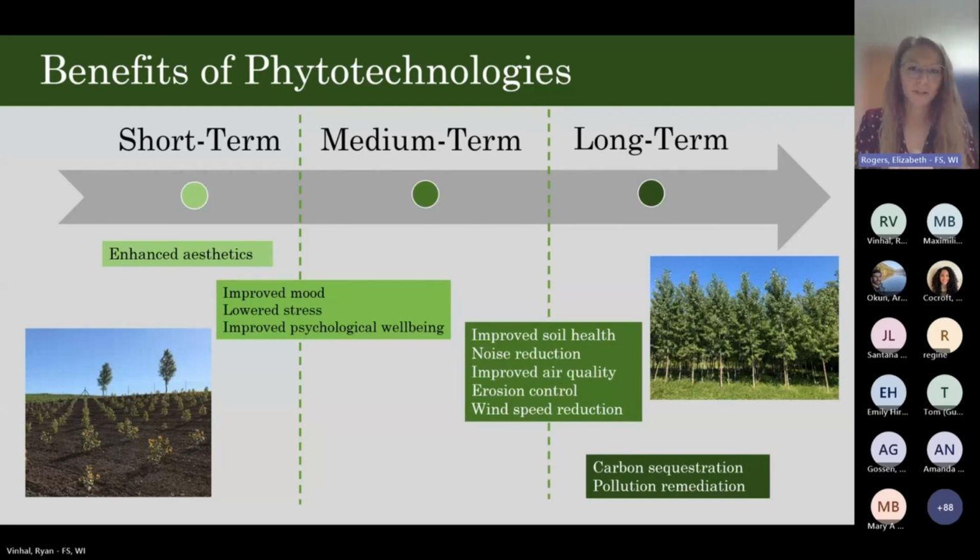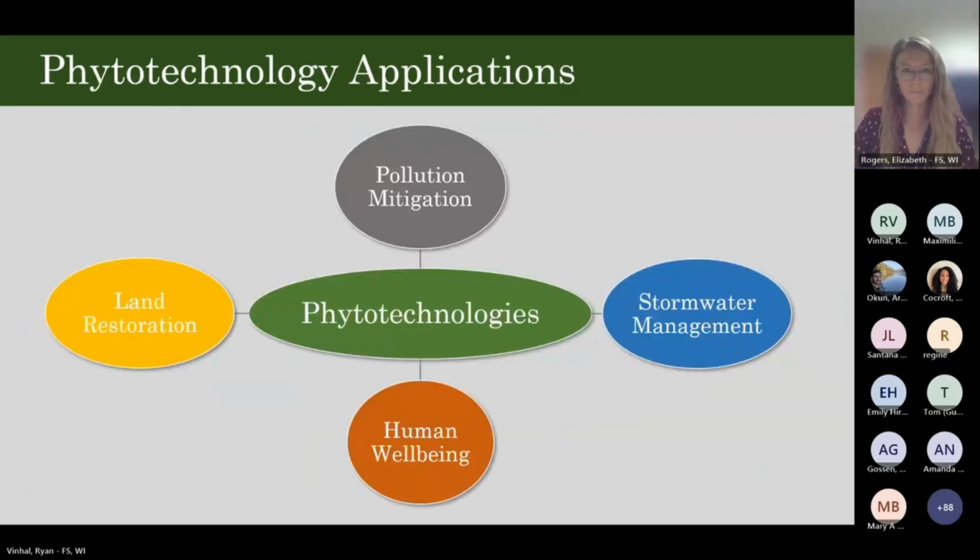And then in the medium to long term, tree-based or plant-based systems can provide benefits such as improved soil health, noise reduction, improved air quality, erosion control, and then getting into the longest term, carbon sequestration and pollution remediation. Next slide, please. And just to give you a quick visual on some of the examples of different phytotechnology applications.